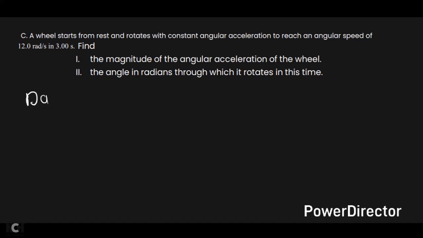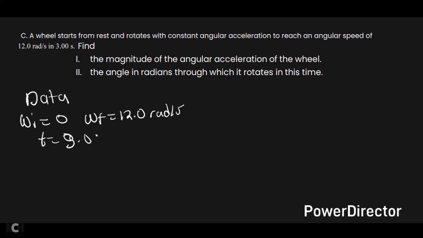Get the data. They said the wheel starts from what? From rest, meaning the angular speed in this situation will be 0, or initial velocity is 0, right? So up to what speed? Up to 12.0 rad per second. In what time? In 3 seconds, in short. So in this situation, they are saying find the magnitude of the angular acceleration. So how are you going to calculate that one? That's where you have to say what?